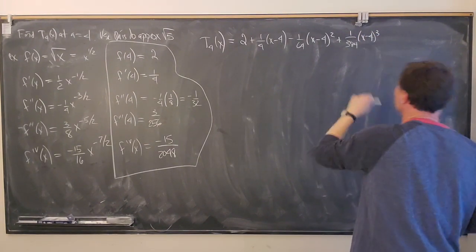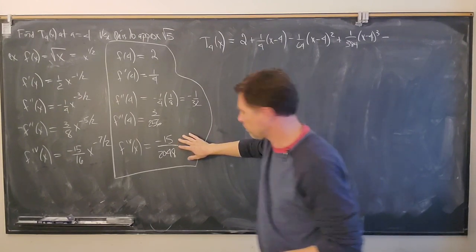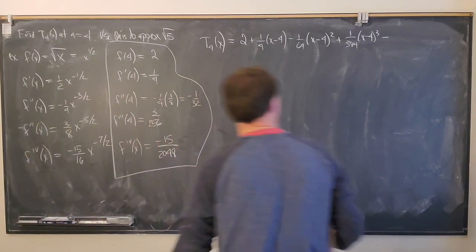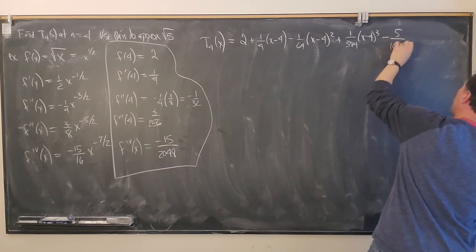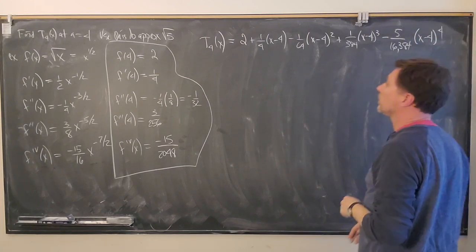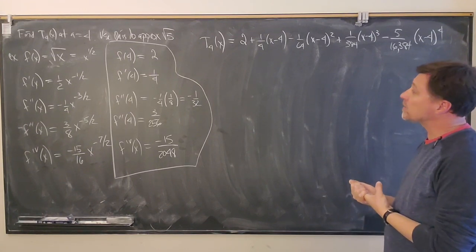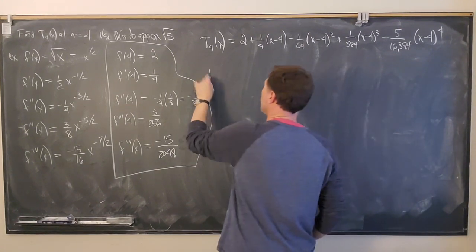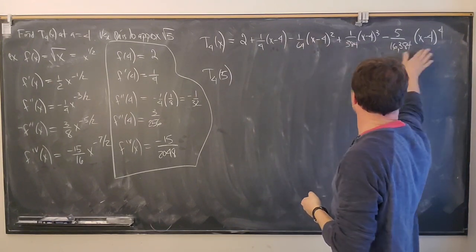And then finally, if you divide this last fraction by 4 factorial, it comes out to be negative 5 over 16,384, and then it'll be (x minus 4) to the 4th. So there is the Taylor polynomial. It may not look pretty, but notice what we're supposed to do now is approximate the square root of 5. So T sub 4 of 5 amounts to just plugging 5 into all of this stuff here.